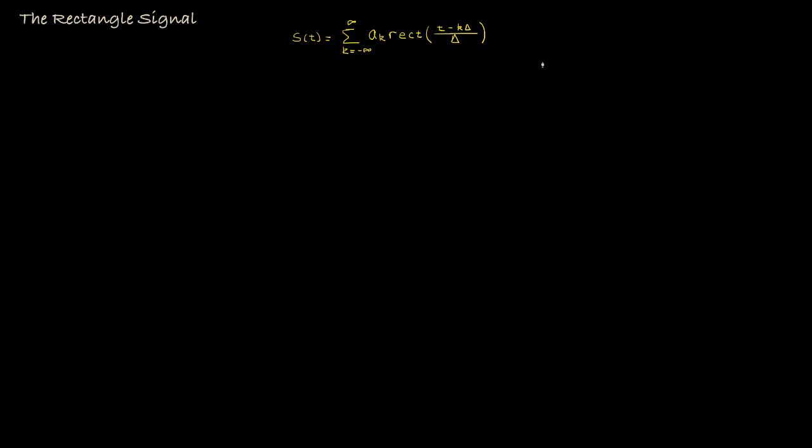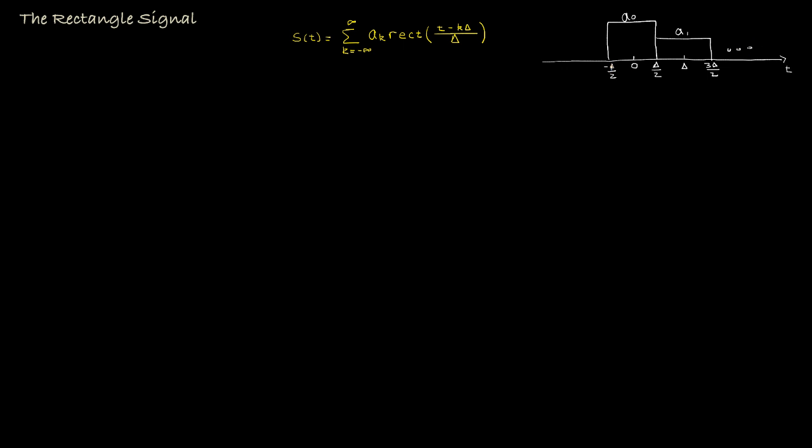So let's take a look at what a segment of this signal might look like in time. When k is equal to 0, our rectangle is going to be centered at 0. It's going to have some height a0, and it'll extend to delta over 2 in that direction and negative delta over 2 in this direction. Then out here at delta, we're going to have another one with some height a1, and it'll extend out to 3 delta over 2. And that kind of thing will keep happening in that direction.